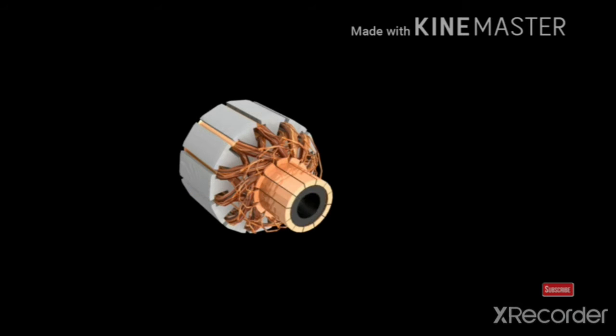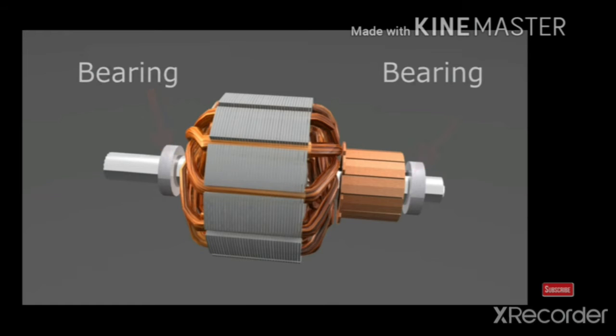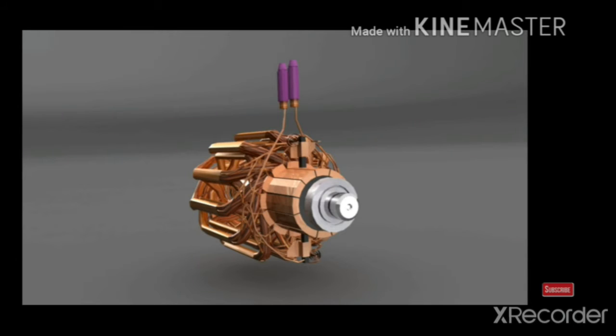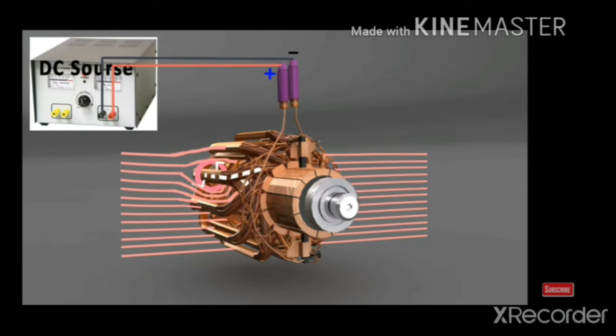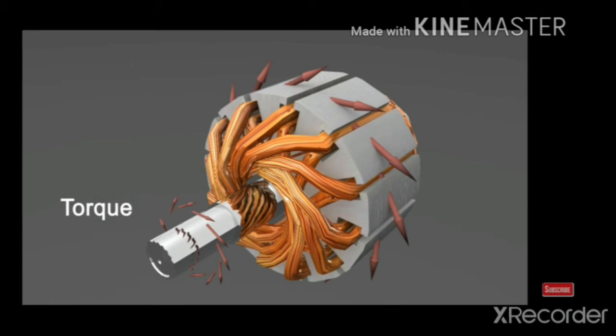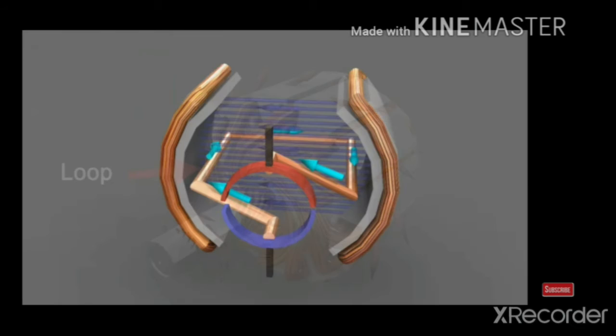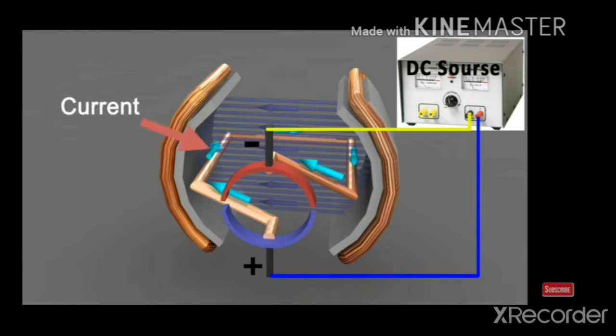These are the commutators, shown as a fragment. It has slots here, and in the slots only the winding will be done. This is the commutator. Commutator means it helps in rotation, and then the shaft is taken in the center. Once you give the battery source, the carbon part, the black part, is called the brush. So the torque is produced here once the EMF is generated. We are taking only one winding and showing it here.